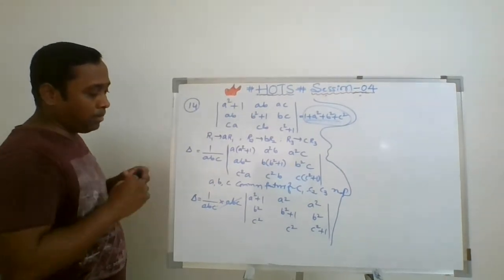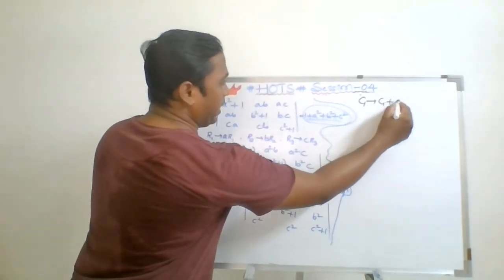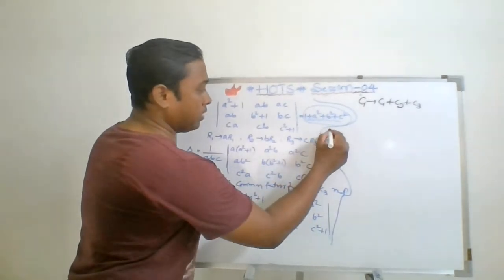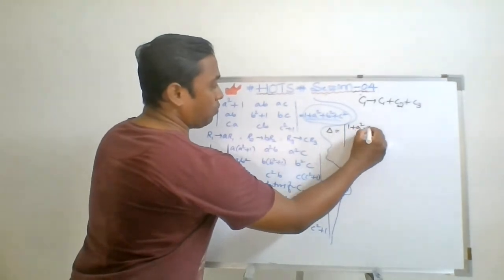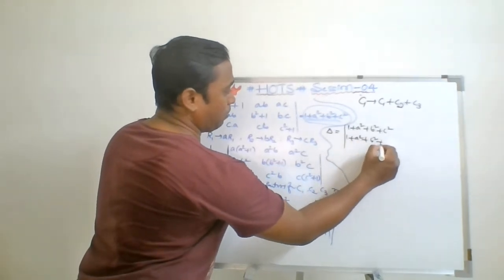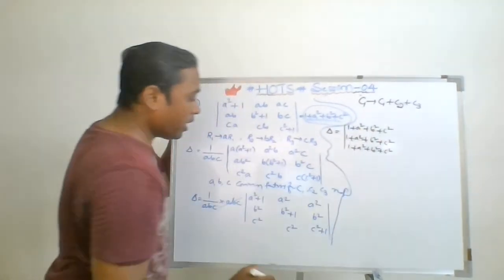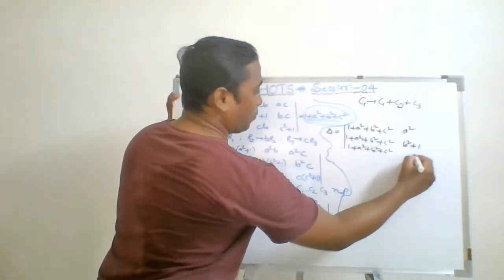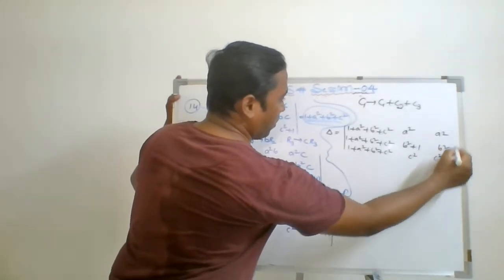What am I doing here? I am simply adding all the columns. C1 is going to change just by adding C1 plus C2 plus C3. If I do this, delta equals the determinant of 1 plus A square plus B square plus C square in the whole first column, and the rest of the columns remain the same: A square, B square plus 1, C square; A square, B square, C square plus 1.